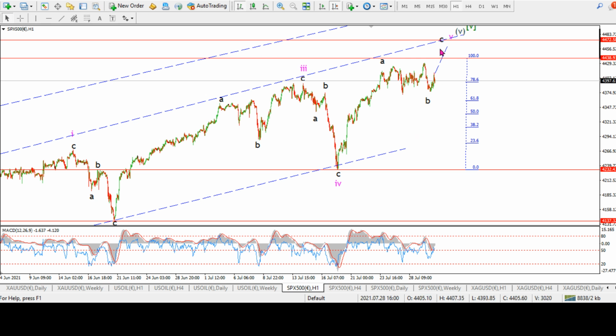I think we are still likely to see one last spike towards that 4470 area to complete wave 5 of 5 of 5, and then we'll work lower again. Even if the alternate count is correct here, we may even have the wave 5 high already in place. Okay, so very interesting times.